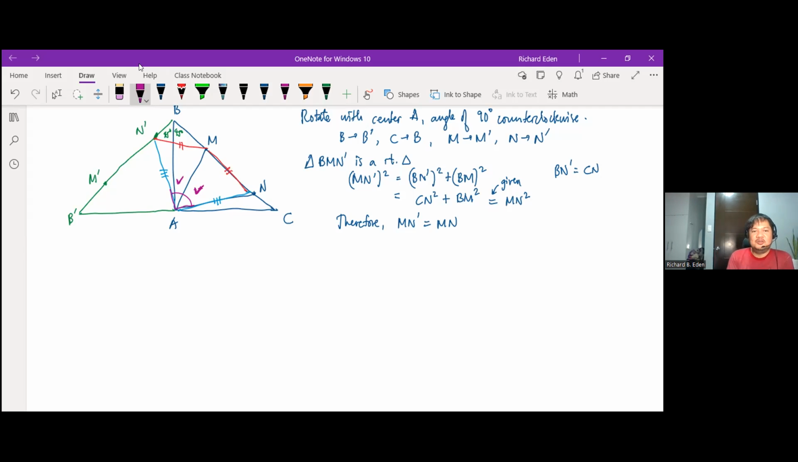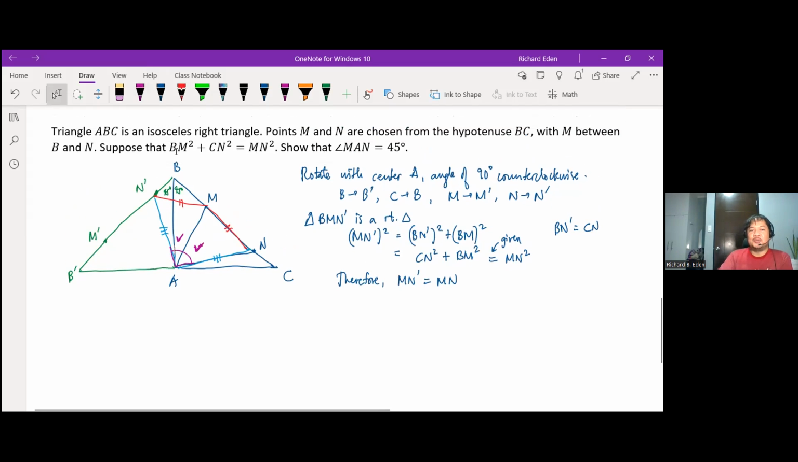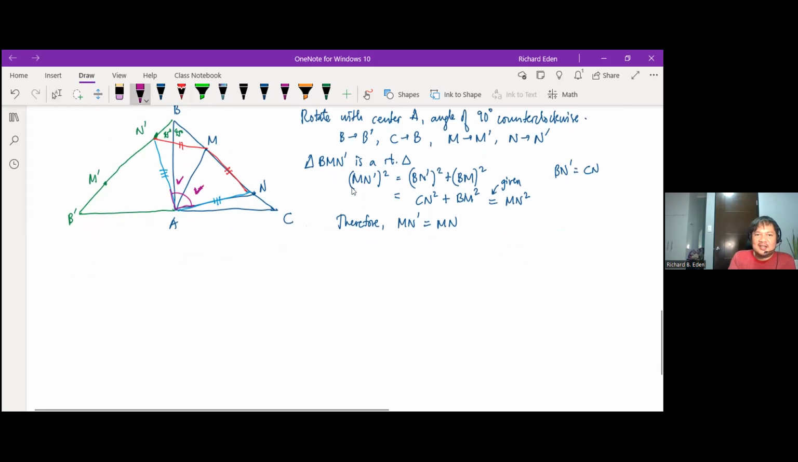So the blue segments are congruent because of the rotation. But the fact that the red segments are congruent follows from the particular given fact that BM squared plus CM squared equals MN squared. So that's why the red segments are congruent. All right, time to synthesize. So MN is the same as MN prime.